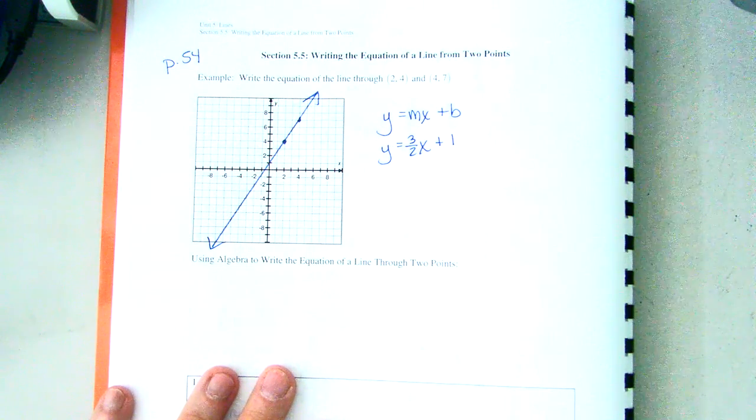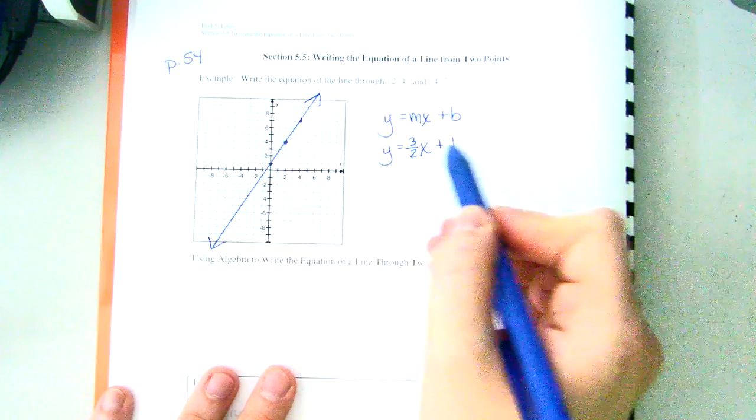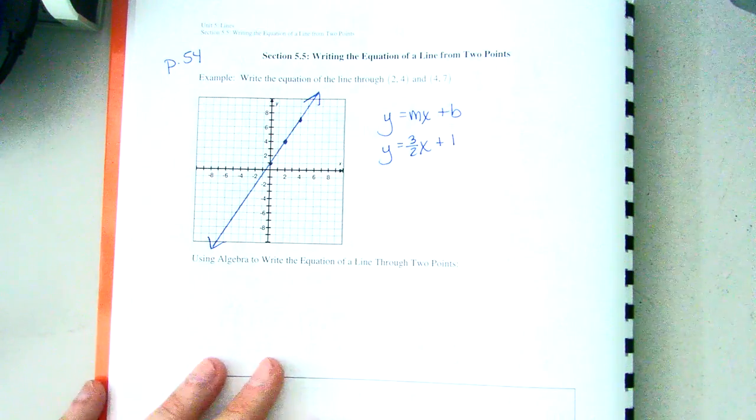I would say 1 because we actually do know the y-intercept. I see it crossing the y-axis right over there at 1. So we can fill that in. We can say y equals 3/2 x plus 1.